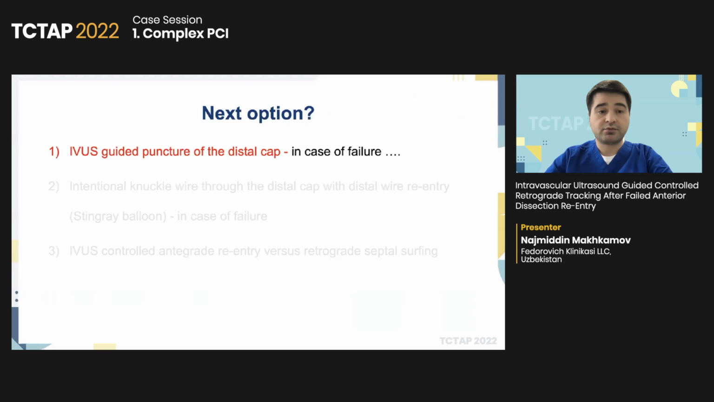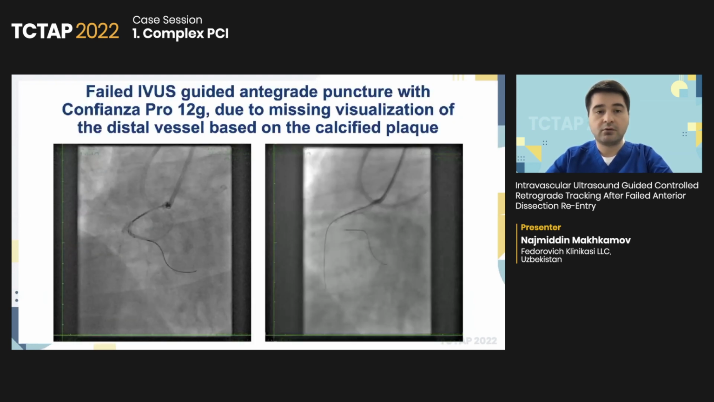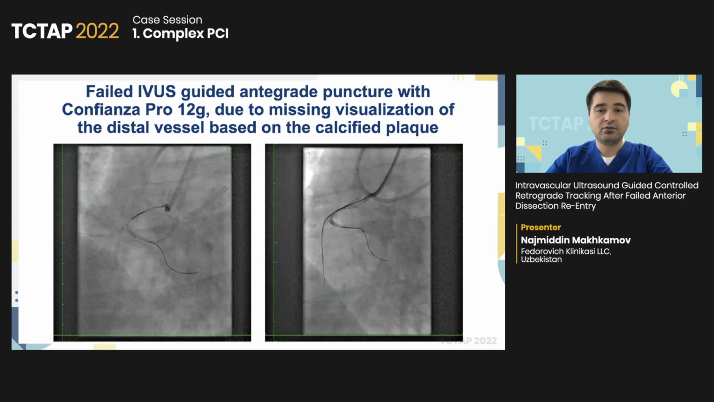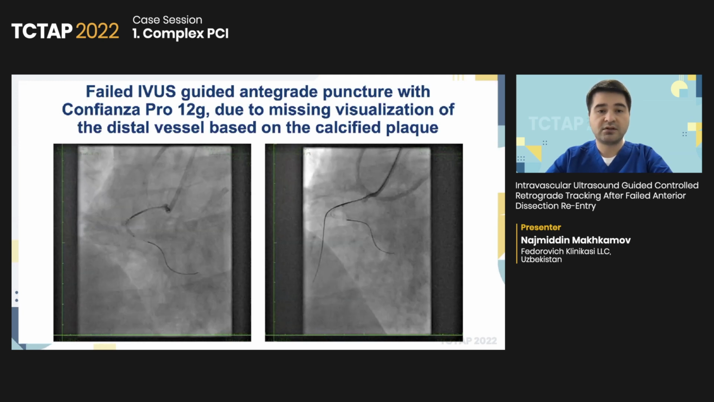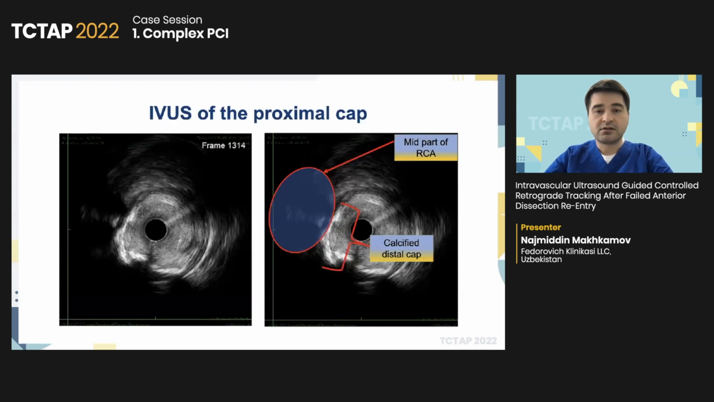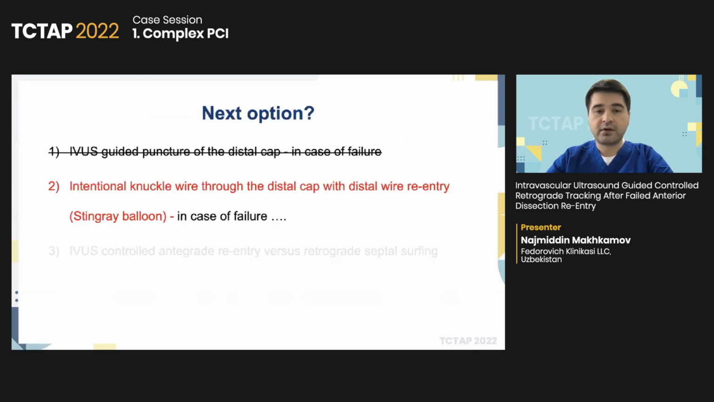So what was the next option? IVUS guided puncture of the distal cap. So we put in the IVUS, but unfortunately we also failed with IVUS guided antegrade puncture with the Confianza wire due to missing visualization of the distal vessel because of the calcified plaque. As you can see in the IVUS of the proximal cap, this is the middle part of the right coronary artery, and we can see the calcified distal cap. So we couldn't pass the distal cap even with the Confianza.